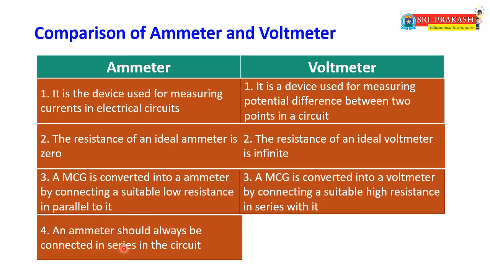Next, the fourth point: an ammeter should always be connected in series in the circuit. Why? Because we are measuring the current passing through the circuit. So the ammeter has to be connected in the circuit in series, and only then will the current pass through the ammeter. Then we can measure how much current is passing. There is no loss of current because an ammeter has very low resistance, so nothing will change in the circuit.